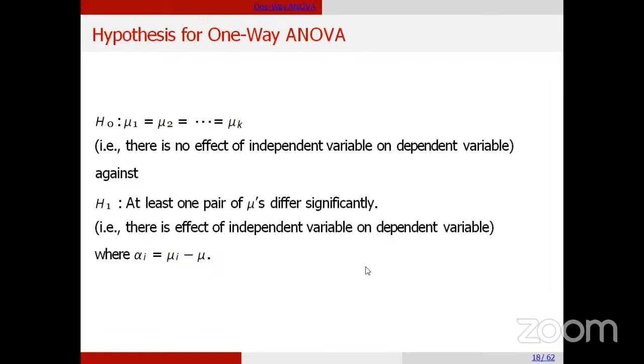In the last session, in designing the test, I showed the table. Now, how do we decide the test? We have more than two mean variables, that's why I go with ANOVA. The next, H1, is the alternative hypothesis: at least one pair differs significantly. That is, the effect of the independent variable on the dependent variable, where the summation of mu i minus mu.